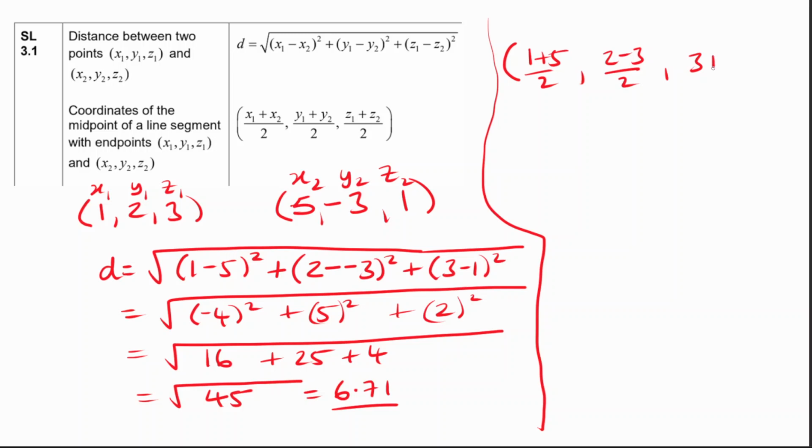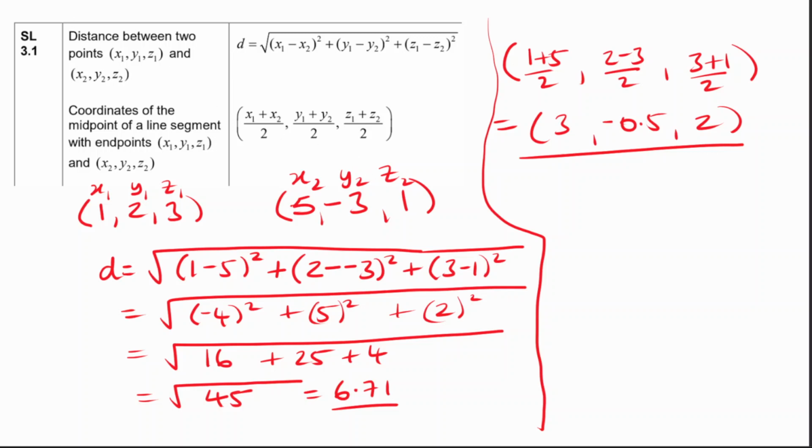So you're adding them together, the numbers. Yeah. So this will be 3. This will be minus 1 half. And this will be 2. Okay, so this would be the coordinate of the midpoint. Okay, so for midpoints you're adding and dividing by 2. For the distance you're taking the difference and squaring each of the coordinates, and then finally square rooting the answer.